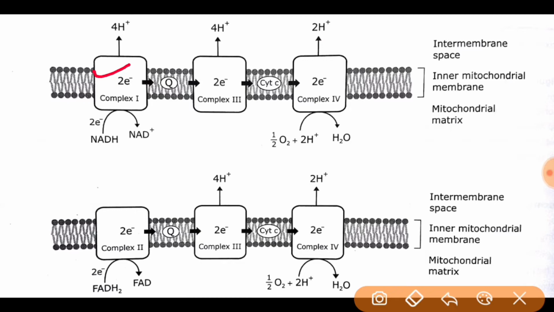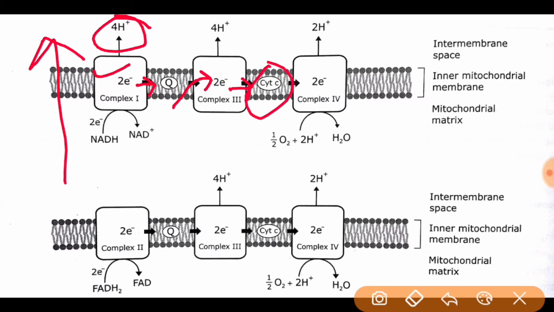Then these 2 electrons are transferred to the ubiquinone. As soon as the 2 electrons are transferred to the ubiquinone, 4 protons are pumped out from the matrix into the intermembrane space. After that what happens? The ubiquinone carries the 2 electrons, it gets converted into ubiquinol and then it again transfers its electrons to the complex 3. The complex 3 transfers its electron to the cytochrome C.